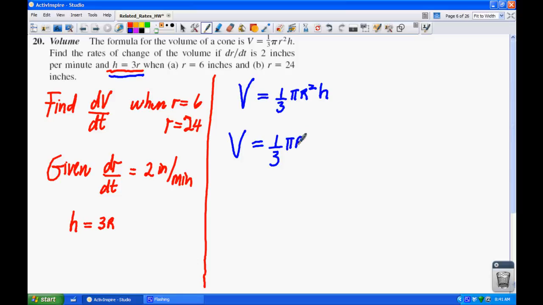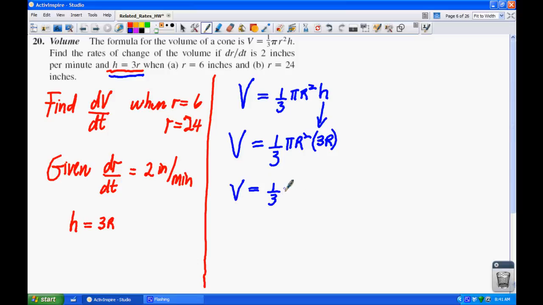So here, I'm going to have that. But instead of H, since H is equal to 3R, I'm going to put 3R. Good. And then I'm just going to simplify that.